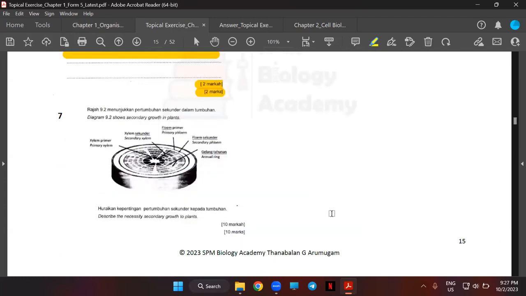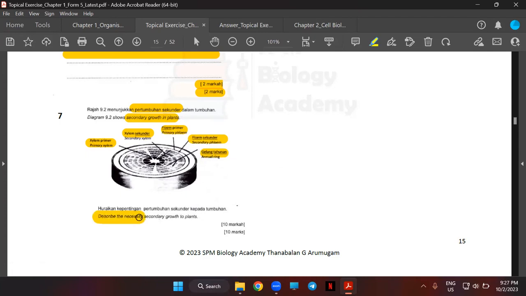Rajah 9.2 menunjukkan, soalan essay. Rajah 9.2 menunjukkan pertumbuhan sekunder dalam tumbuhan. Diagram 9.2 shows secondary growth in plant. Primary xylem, xylem primer, xylem sekunder, secondary xylem, phloem primer, primary phloem, phloem sekunder, secondary phloem, gelang tahunan, annual ring.